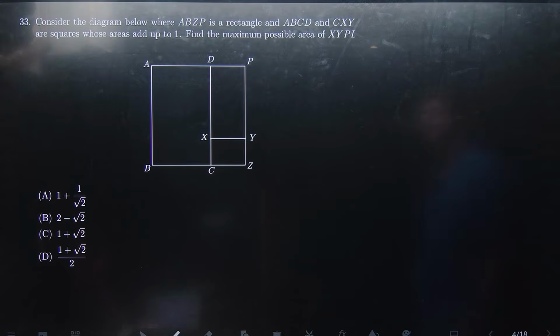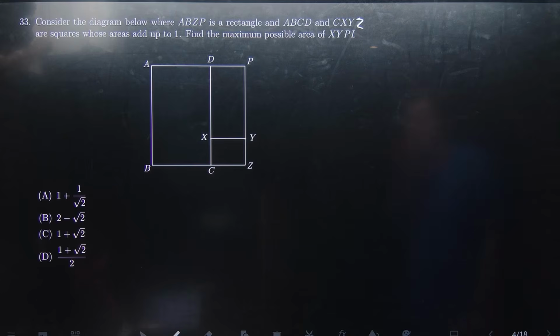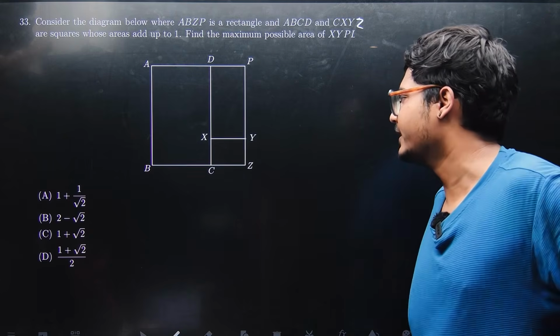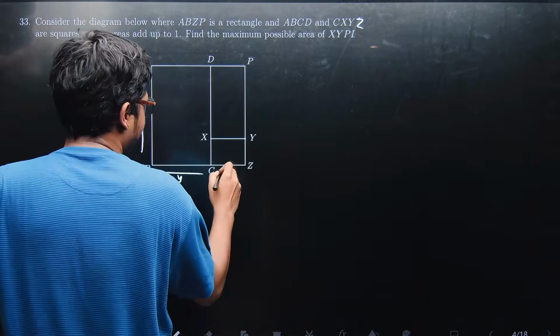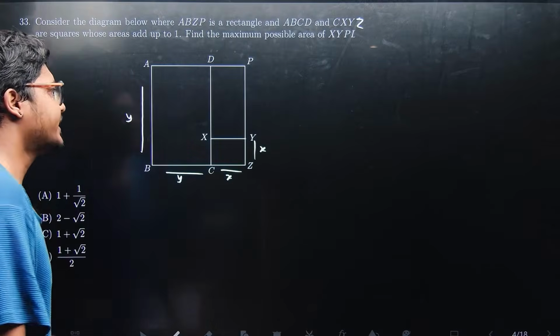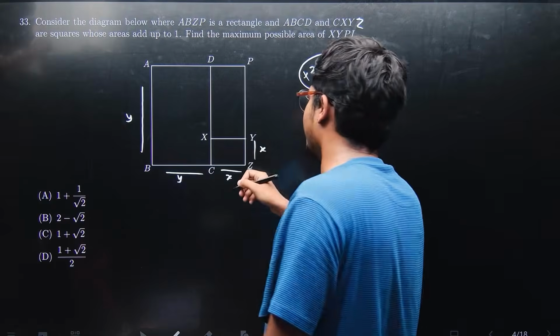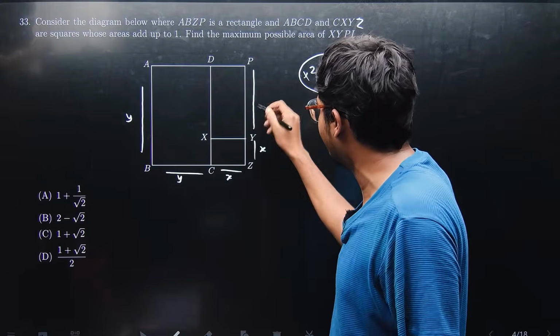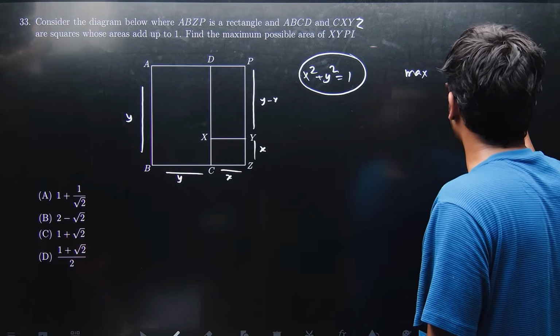Consider the diagram below where ABZP is a rectangle and ABCD and CXYZ are squares whose area add up to 1, okay? Then find the maximum possible area of this other rectangle, right? So simply if I consider this to be y, then this side is also going to be y. Similarly, if I take this to be x, this is going to be x, right? And what is the condition given to us? That x square plus y square is equal to 1. And with this constraint, what do we want to maximize? See, this side of this rectangle is going to be y minus x, and the other side is just x, right? So we want to maximize x times y minus x, okay?